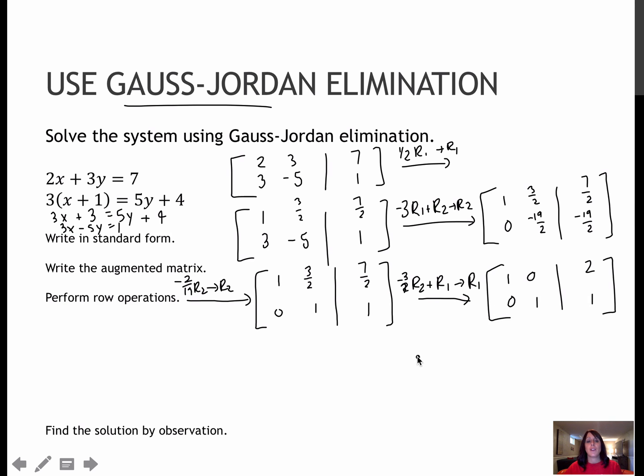And now, instead of having to use back substitution, this equation is x plus 0y equals 2, so x equals 2. This equation is 0 plus 1y equals 1, so y equals 1, and my solution is (2, 1). This is the same solution I had before, but now notice I didn't have to plug it back into any equations because I had essentially the identity matrix here, which we'll talk more about later.